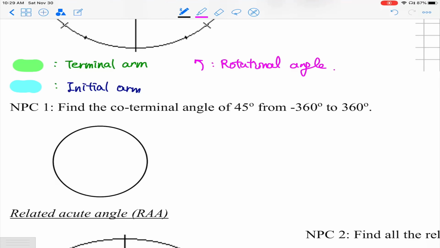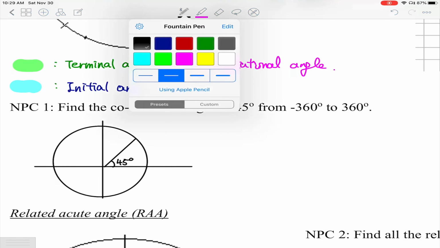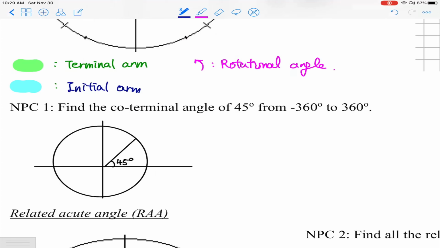If I have a circle and I rotate it, now my 45 degrees is somewhere over there. So that is my 45 degrees. And I do need to find the coterminal of 45. So then I have to rotate clockwise and then I come over there. 45 plus 360 is then 405 degrees.